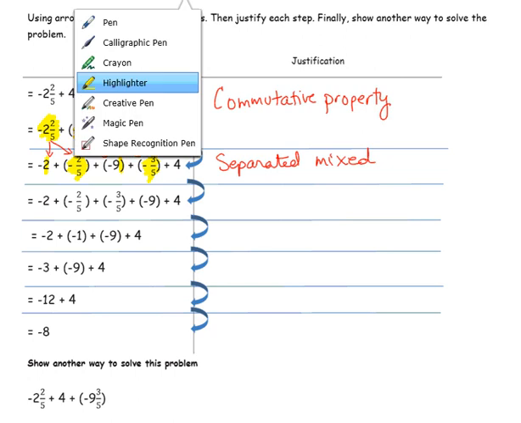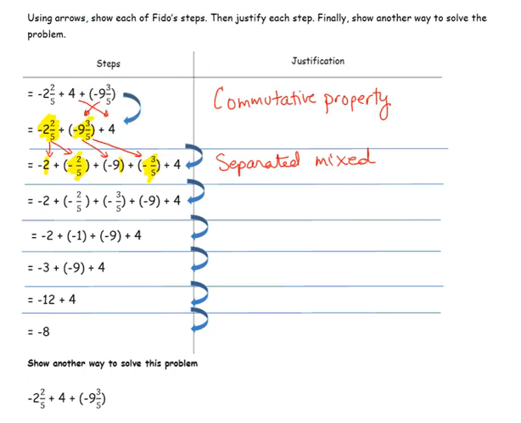All right, taking a look at the next step. The first part stayed the same, and then I'm noticing that Fido moved the -9 and the -3/5. When you regroup and just reorder them, this is called the commutative property. The next step.